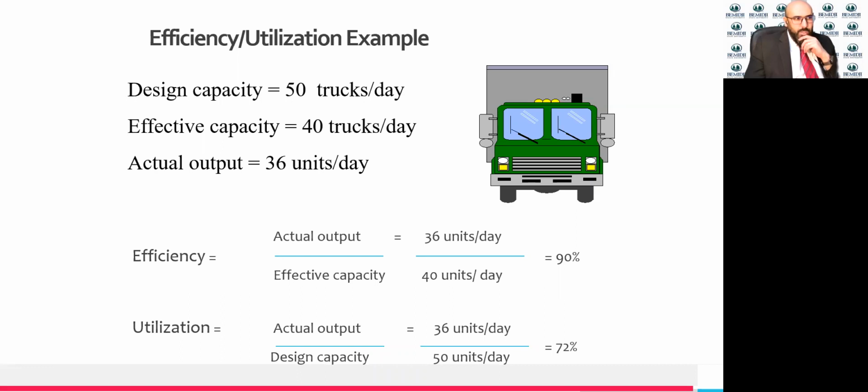So these are the two things that we could use in terms of efficiency and utilization: how efficiently we use our organization and our resources, and what the utilization is for our resources. All right, that's the last video for this part.